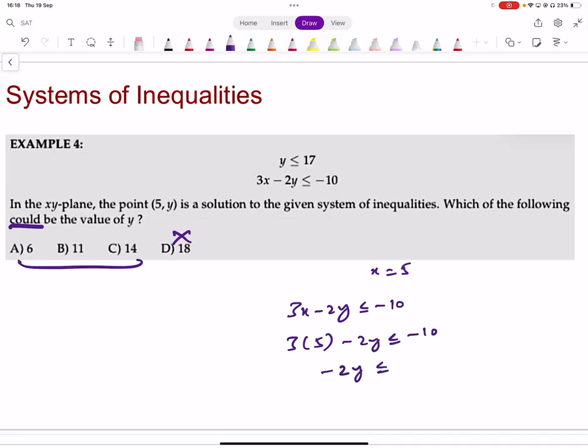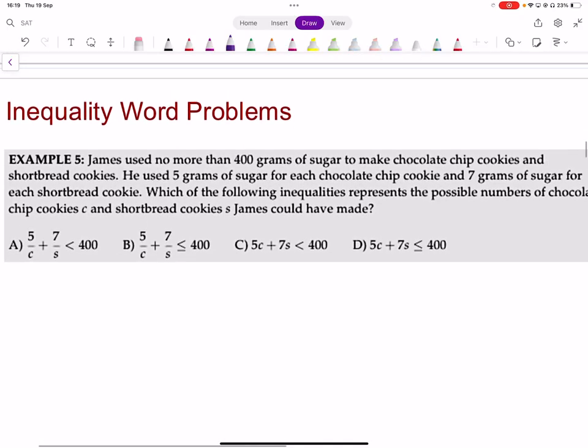Minus 2y is less than or equal to minus 25. Divide by minus 2. Sign will change. So it's y greater than or equal to 12.5. So y has to be greater than or equal to 12.5. Which option satisfies that condition? C. So that's our answer. Okay. Or you could put those points one by one in that inequality as well. And only C will satisfy, the other two will not. Is that okay? All right, let's move on.